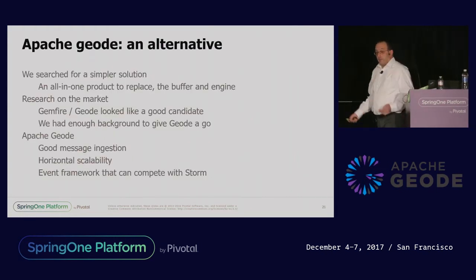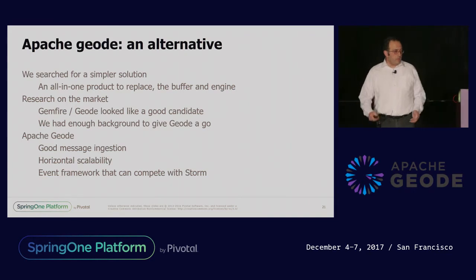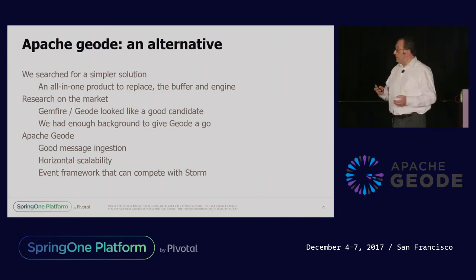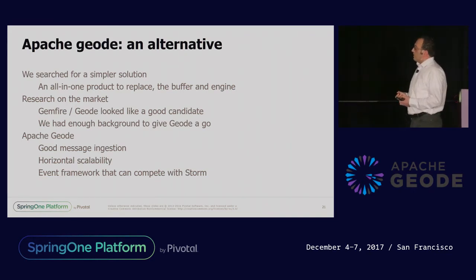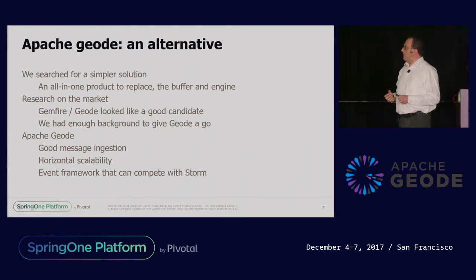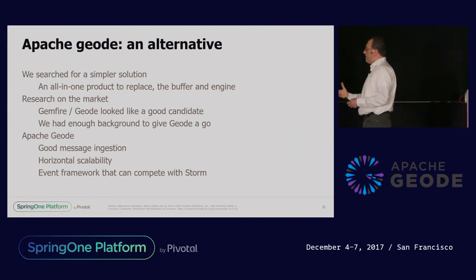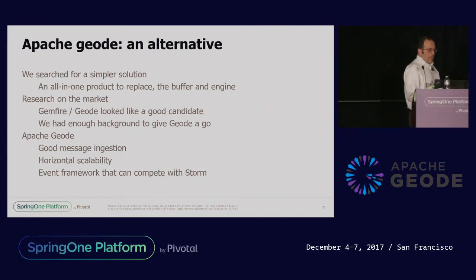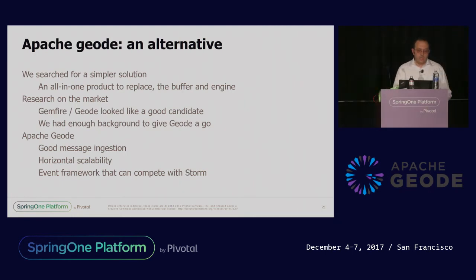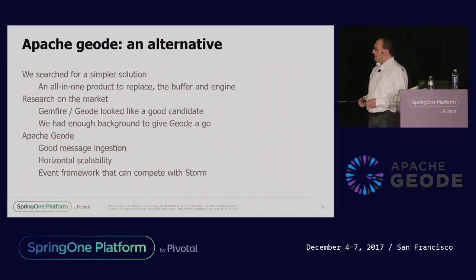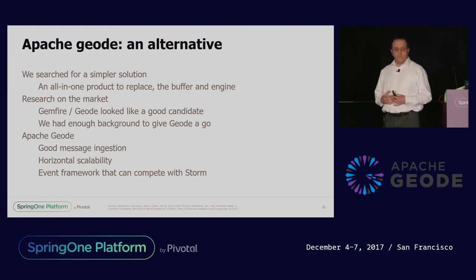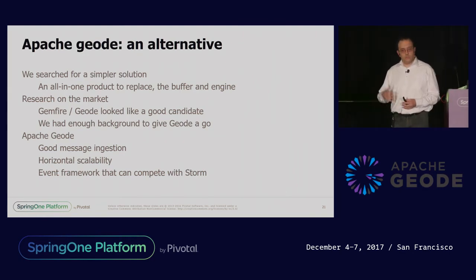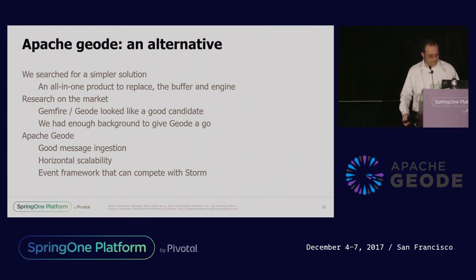So we searched for a simpler solution, and because we had the background with Geode, we said, why not Geode? It will be a good thing. We tried to search for a kind of all-in-one product to replace the buffer and the engine. Apache Geode has good ingestion, horizontal scalability, and overall, it has an event framework that can compete with Storm, and it's what we will talk about now.